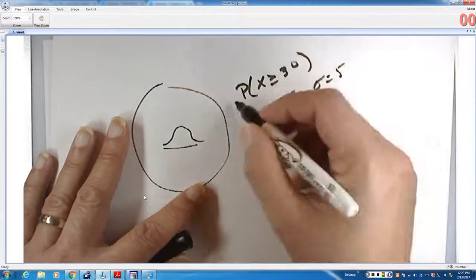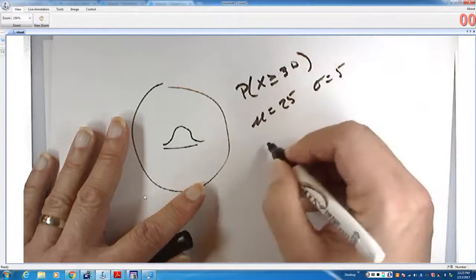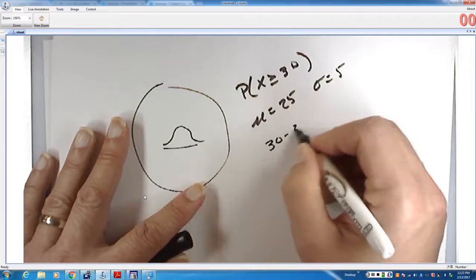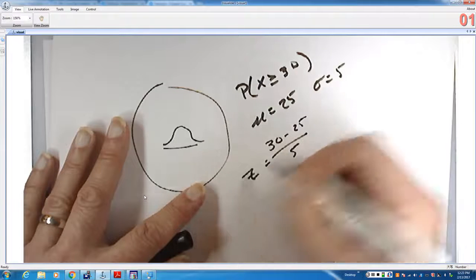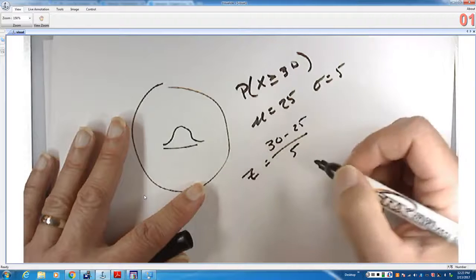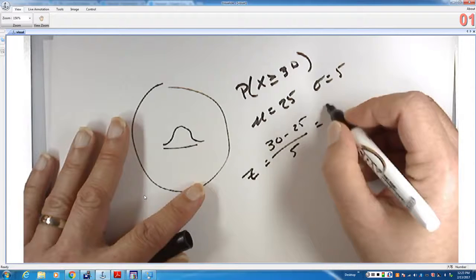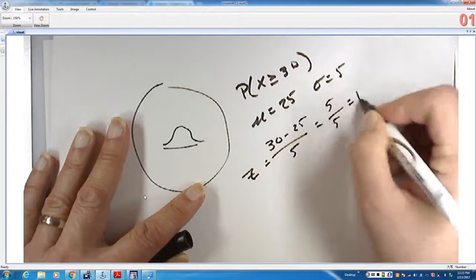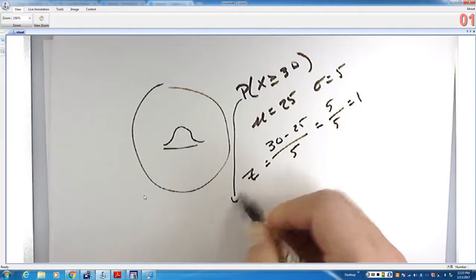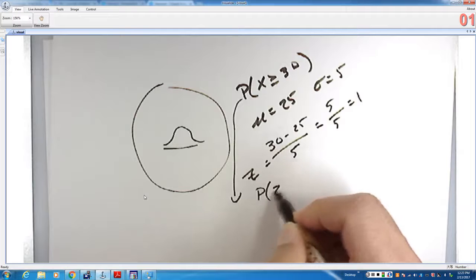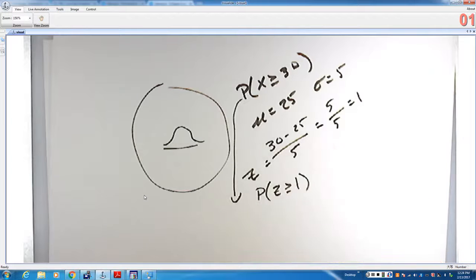So our first step was to convert this into a z-score. So we had 30 minus 25 divided by 5. That was your standard normal score, the z-score. So we have 30 minus 25 is 5, divided by 5 is equal to 1. Okay? So we have that. Now that means that this translates down to the probability that z is greater than or equal to 1.